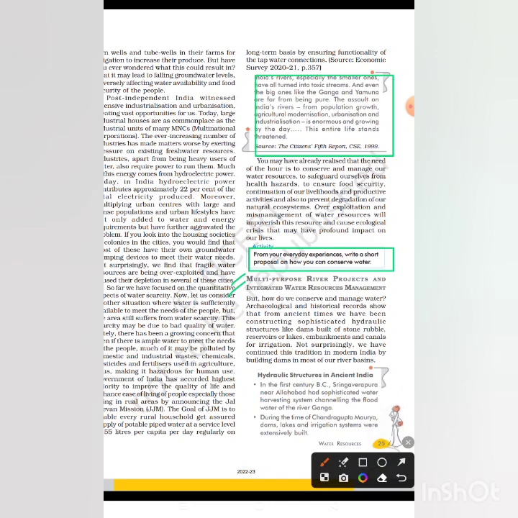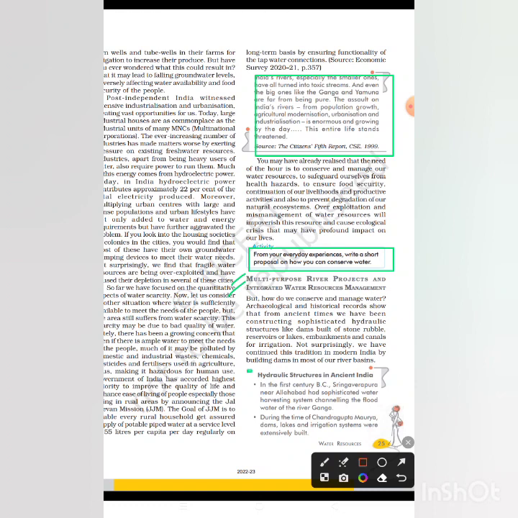But how do we conserve and manage water? Archaeological and historical records show that from ancient times we have been constructing sophisticated hydraulic structures like dams built of stone rubble, reservoirs or lakes, embankments and canals for irrigation. Not surprisingly, we have continued this tradition in modern India by building dams in most of our river basins.